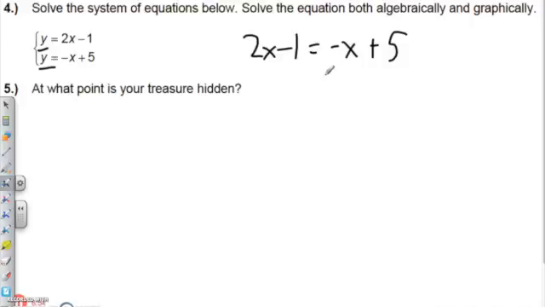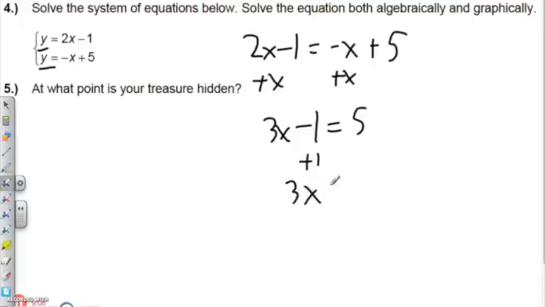Alright, I need to move my x's to one side or the other. I like working with positive x's, so I'm going to add x to both sides. So I'm going to have 3x minus 1 is equal to 5. I'm going to have to add 1 to both sides. So I get 3x is equal to 6. Divide both sides by 3. And I get x is equal to 2.